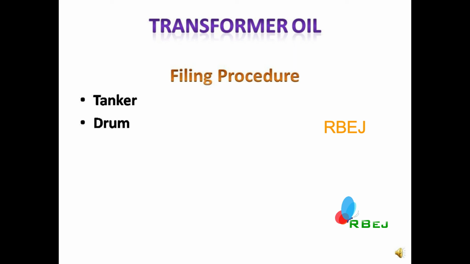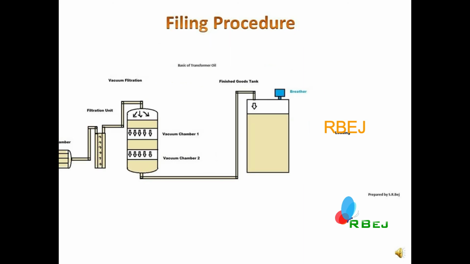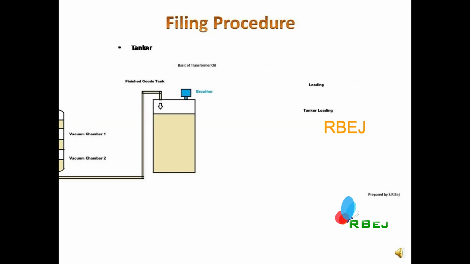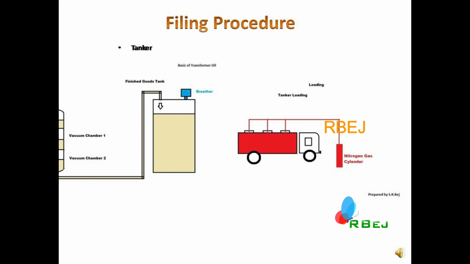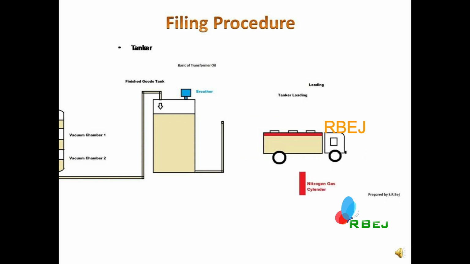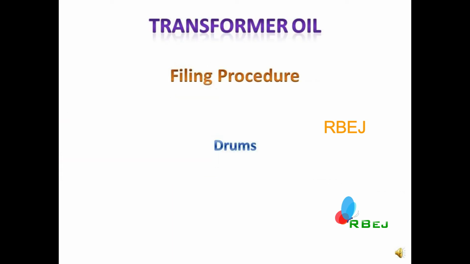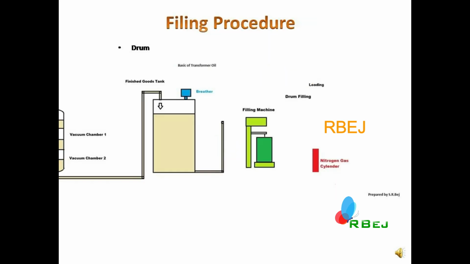Filling procedure. There are two main ways of transportation of transformer oil: by tanker or drums. During transportation, the properties of the oil should not change. It is possible for it to absorb moisture or be oxidized by the presence of air, so we need to take care during filling. Tanker loading. Drums loading. Tanker is the easy way to transport transformer oil. It is the cheapest as compared to drums. Companies that have storage tank facilities prefer tankers. Drums: companies that do not have a storage tank or want to use the oil after a long time prefer drums, as the quality remains good for a long time.